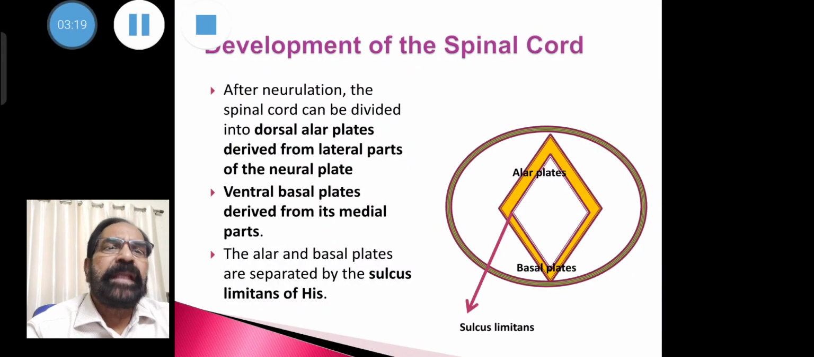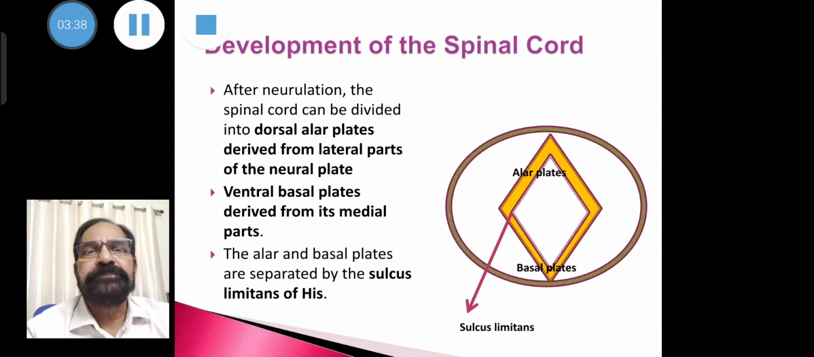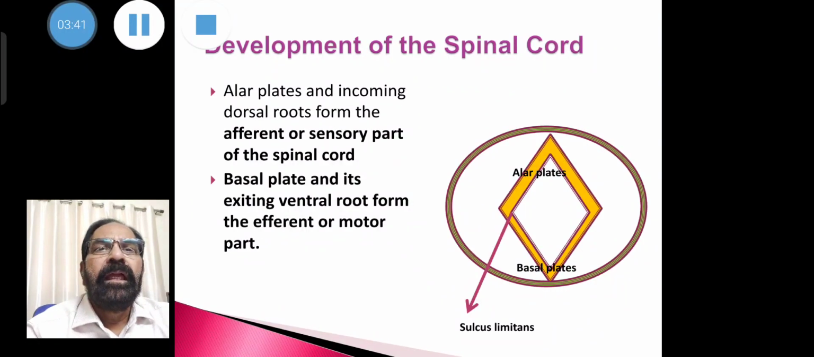Then, development of the spinal cord. After neurulation, the spinal cord can be divided into dorsal alar plates derived from the lateral parts of the neural plate and the ventral basal plates derived from the medial parts. The alar and basal plates are separated by sulcus limitans of His. Alar plates and incoming dorsal roots form the afferent or sensory part of the spinal cord. Basal plate and its exiting ventral root form the efferent or motor part.